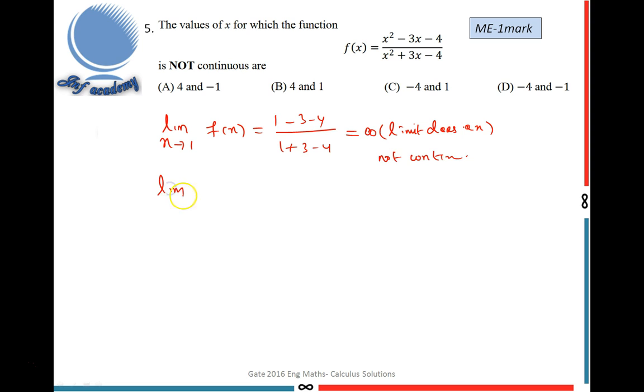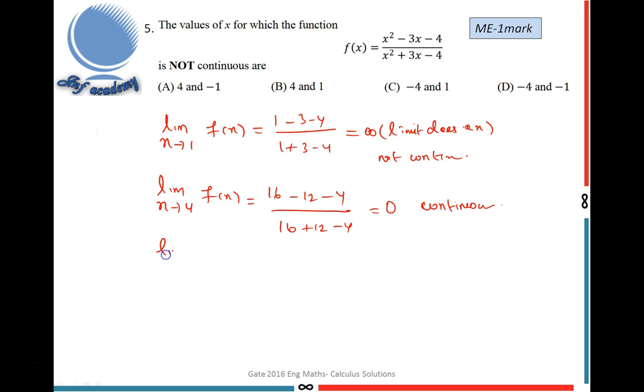Next, I check the point x tends to 4. That is f of x, I substitute x as 4, I get 16 minus 12 minus 4 divided by 16 plus 12 minus 4. The numerator value is 0. So here the limit exists, and that limit is 0. So it is continuous.